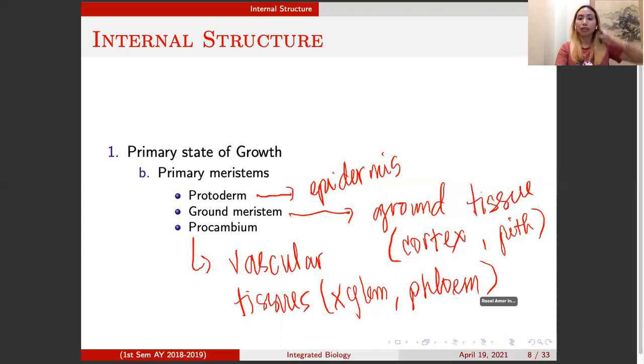Okay, so yan, pasensya na po sa sulat, medyo mapangit, I'll try to write a bit better. These are your primary meristems, and itong mga sinulat natin would be the derivative. Once again, ano yung derivative? Resulting tissue. This would be the derivative from these three particular primary meristems.